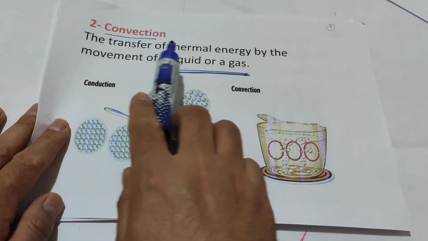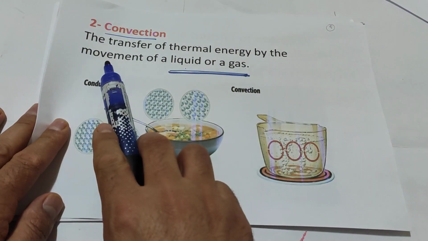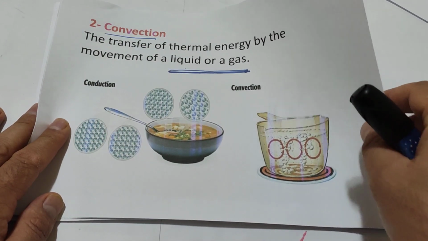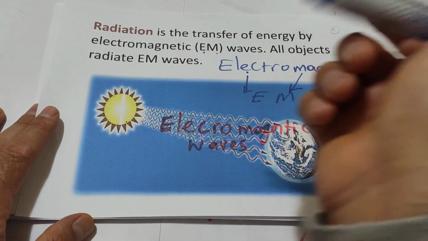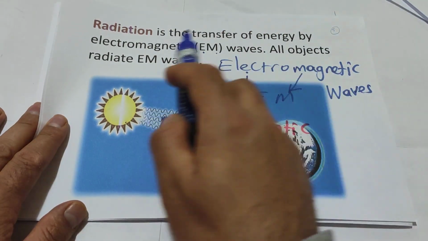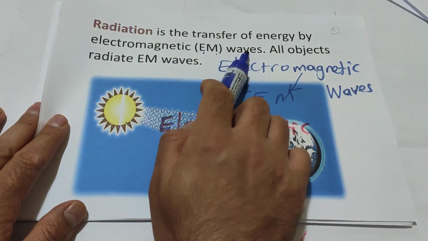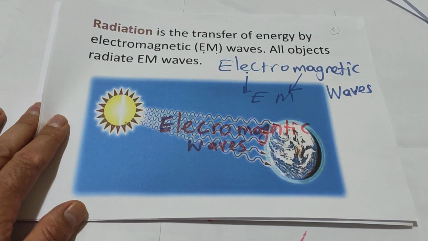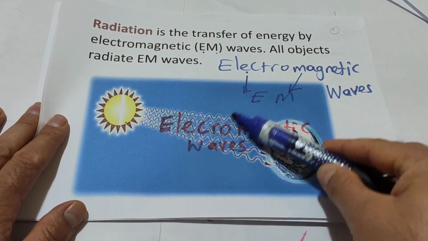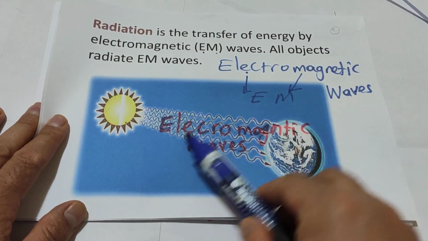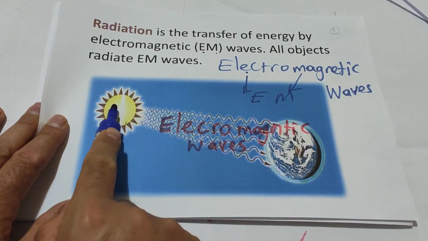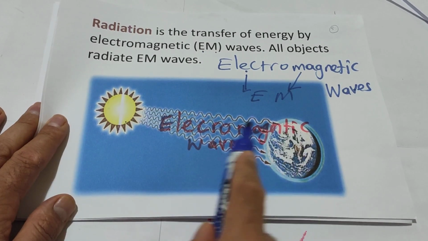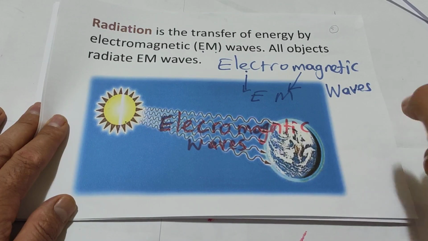Convection is the transfer of thermal energy by the movement of a liquid or gases. Radiation is the transfer of energy by electromagnetic waves. That means the energy transfers through empty space. As you see, there is no air molecule or substance or matter, it is empty. The sun's heat energy transfers from the sun to Earth by electromagnetic waves through empty space.